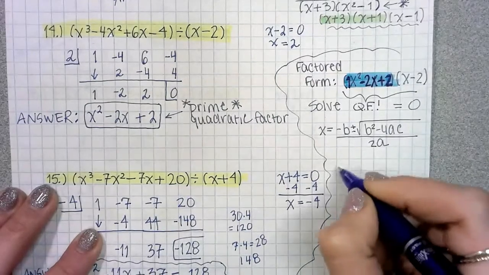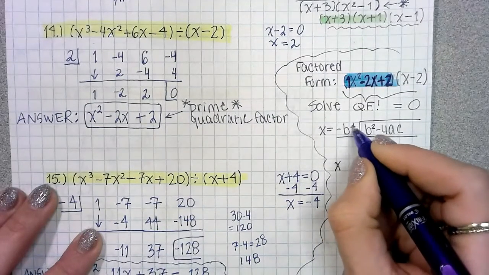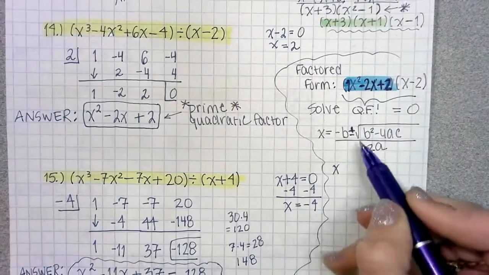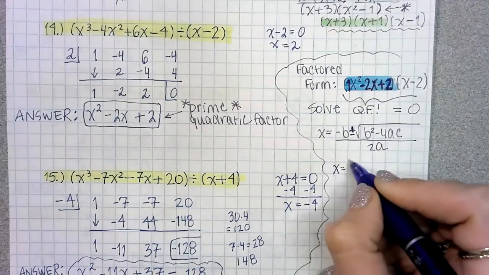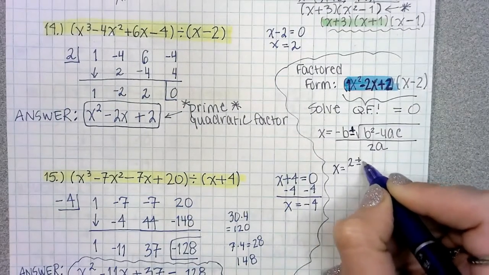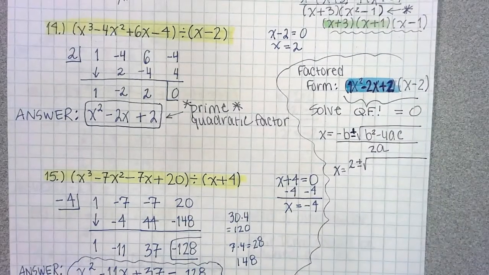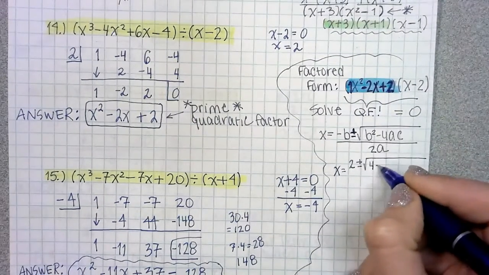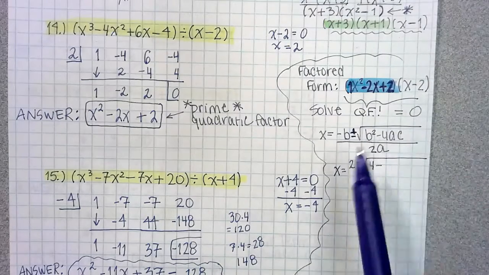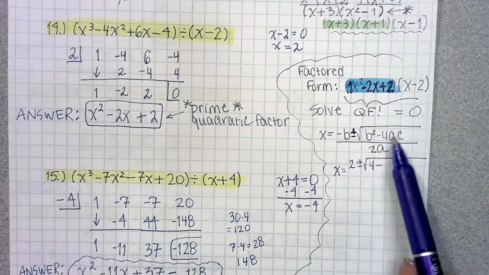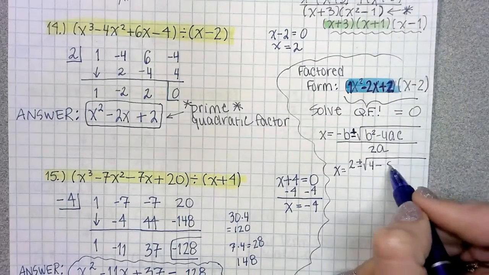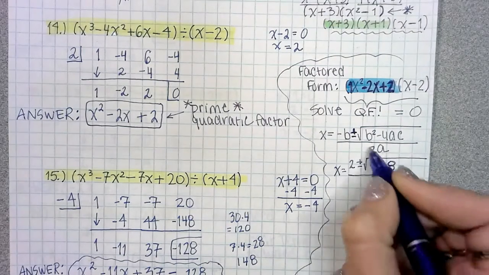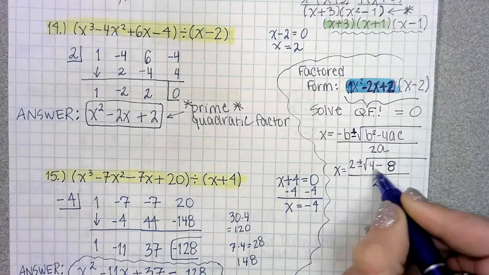If I fill these values in, the plus or minus indicates we're getting two answers. One will be using the plus, one will be using the minus. I will get the opposite of b, which is positive 2, plus or minus the square root. I'm going to skip a few steps; if you don't understand, just hit pause and write it all out. B squared is negative 2 squared, which is 4, minus a times c times 4. A times c is 2, and 2 times 4 is 8. So really, it's just 4 minus 8, all over 2 times 1, which is 2. 4 minus 8 is negative 4.